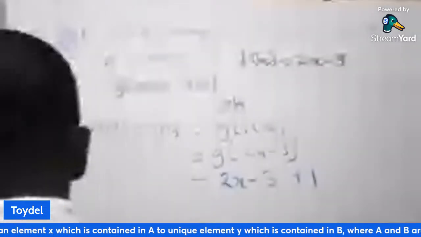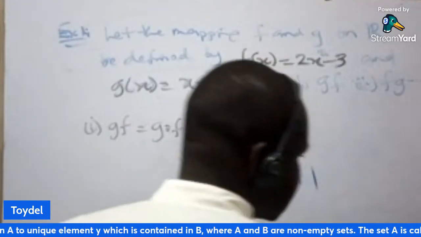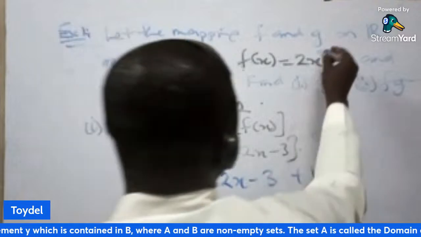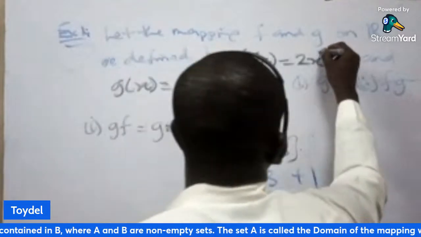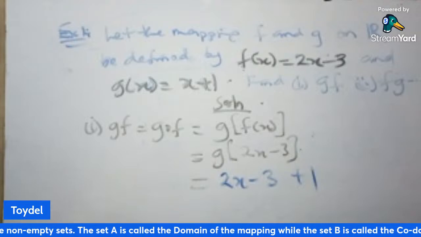Let's look at it very well. No, let's say there is a square on this. There is a square on this. Sorry. There is a square on this.